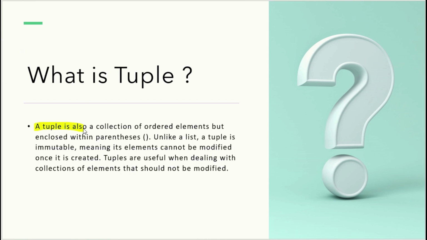Hi, I hope you're still on track. Let's continue with tuple. A tuple is a collection of ordered elements but enclosed within parentheses. Unlike a list, a tuple is immutable, meaning its elements cannot be modified once it is created. Tuples are useful when dealing with collections of elements that should not be modified.